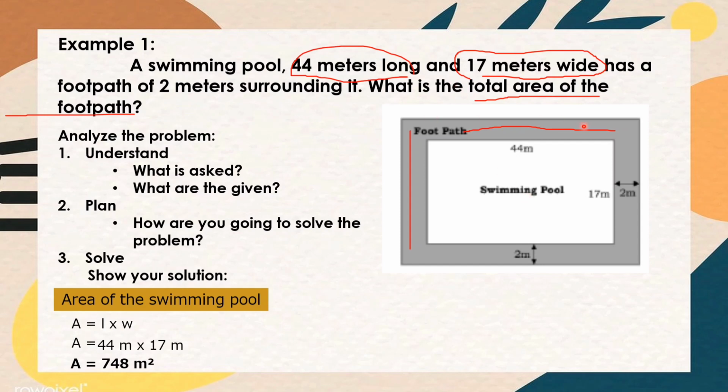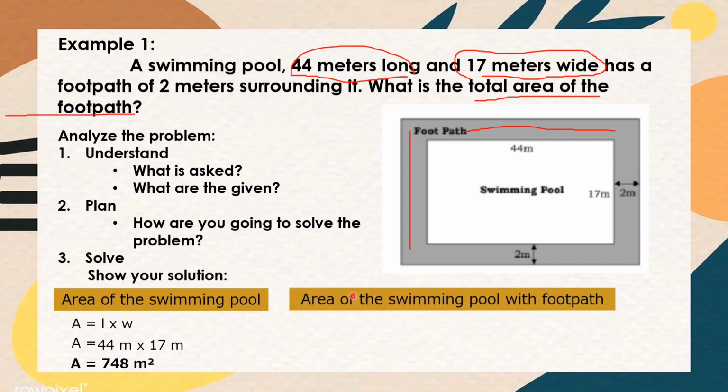So next, we have to get the area of these two figures, the bigger figure and the smaller figure. So, pagkasamahin natin siya. So, that will become area of the swimming pool with footpath. So, ang gagamitin natin is the same. So, magiging area is equal to length times width. So, we have here 44 plus 2 meters plus 2 meters times 17 meters plus 2 meters plus 2 meters.